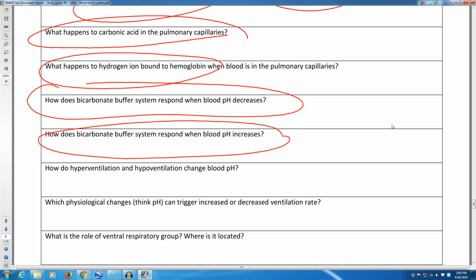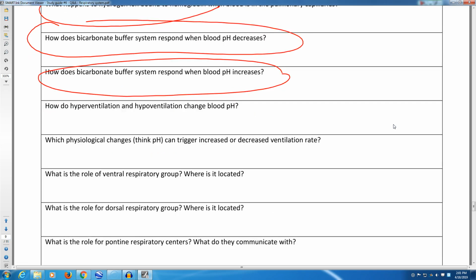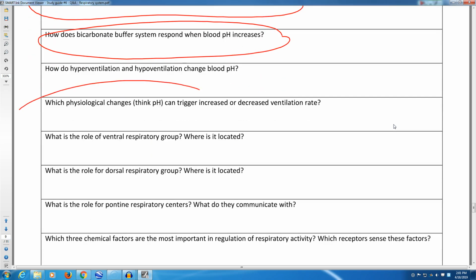Okay, increases, meaning it becomes less acidic because you exhale CO2. Hypoventilation decreases and makes it more acidic. What pH will increase the ventilation rate?